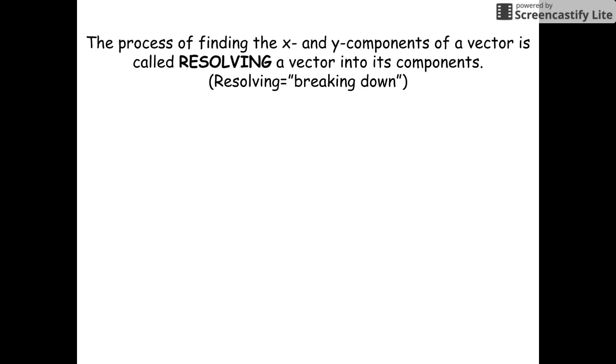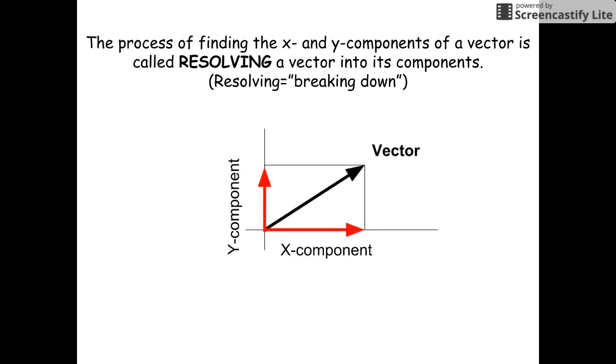So the process of finding the x and y components of a vector is called resolving the vector into its components. The word resolving means breaking down. And so we have a vector, again, which is a diagonal, and we want to resolve it into its horizontal and its vertical pieces. So we want to resolve it into its x and its y components. That's the goal.